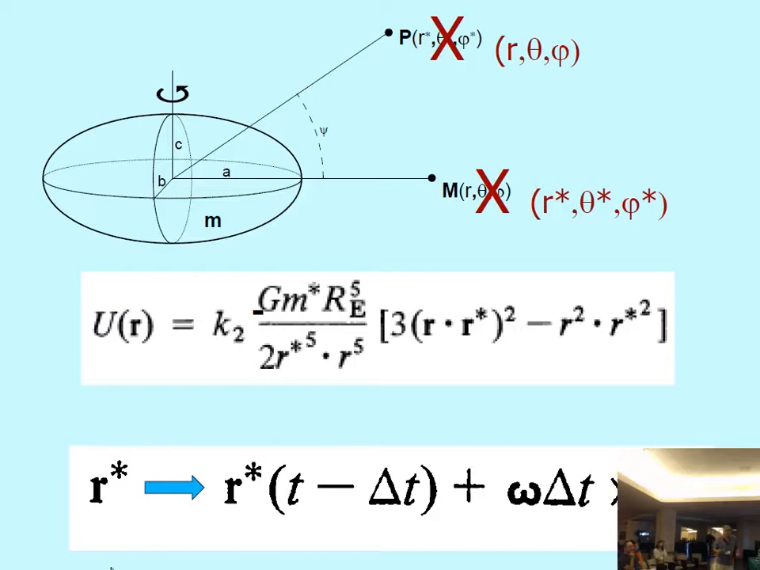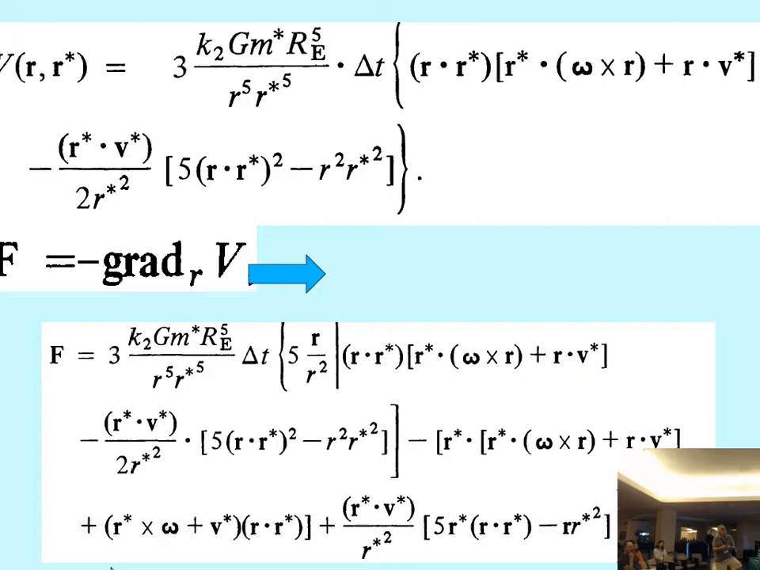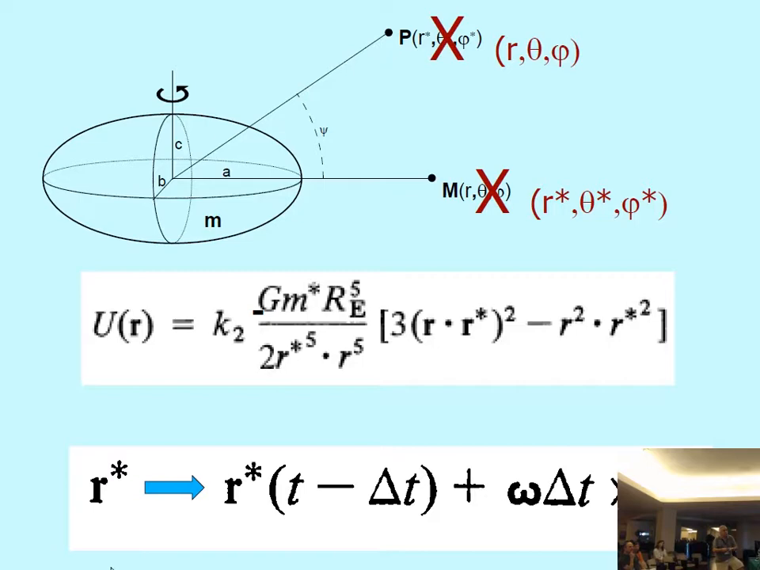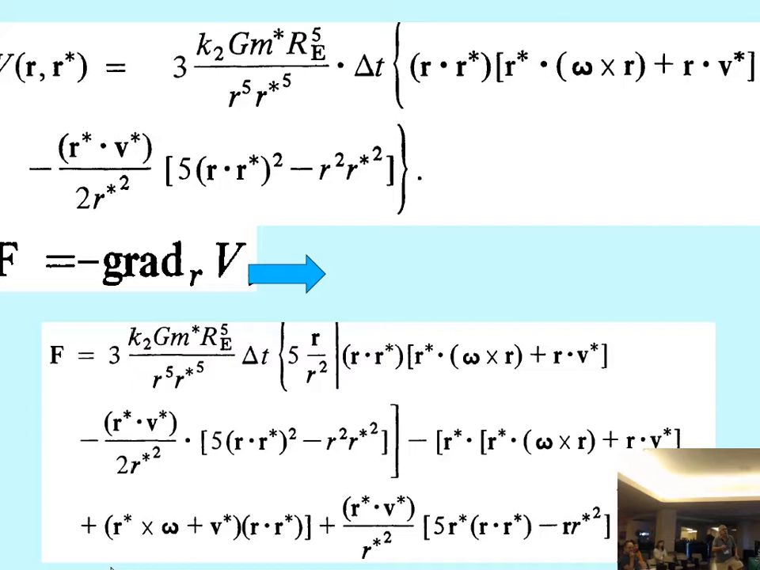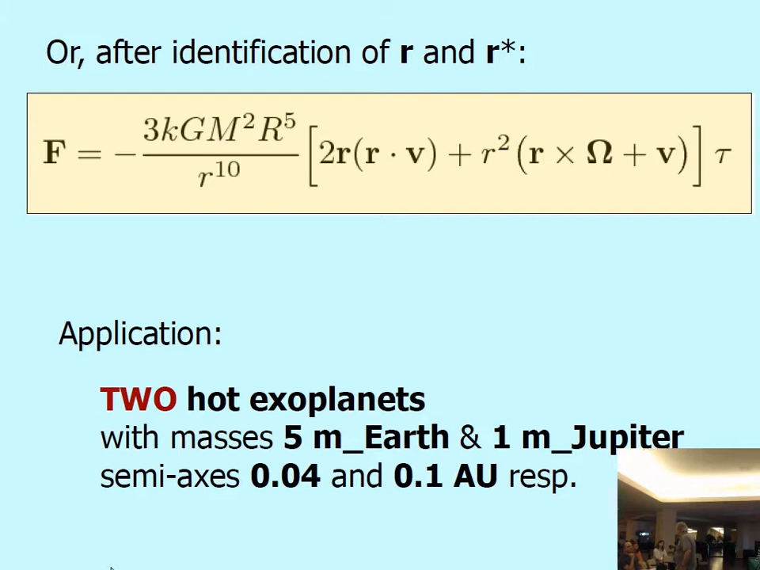So, we compute the potential. The potential is just substituting R star here by this quantity and making the expansions, some Taylor expansions, not Fourier in this case. You get this. So you take minus the gradient of the potential and you get the force. Then you say, but P and M are the same body, so R equals R star. And then we get this very sympathetic formula that reproduces Darwin's theory exactly.